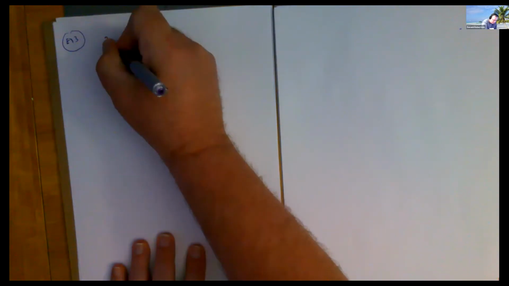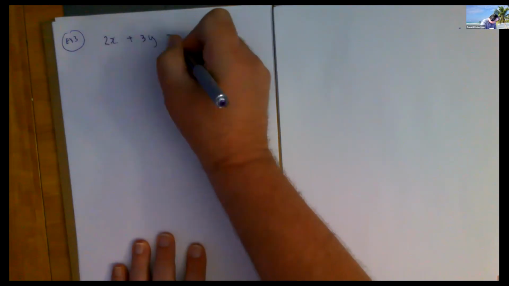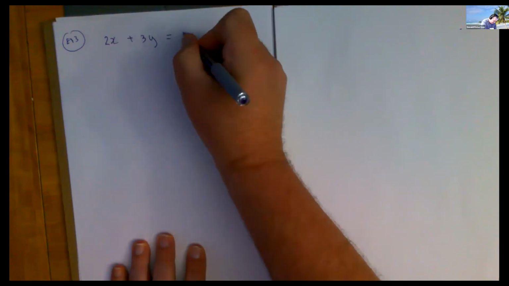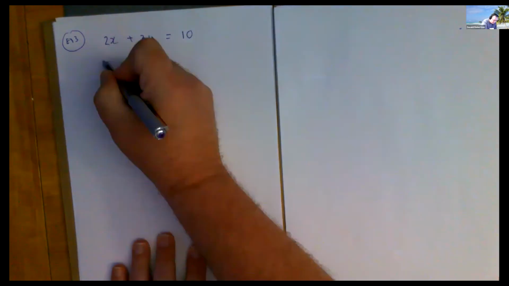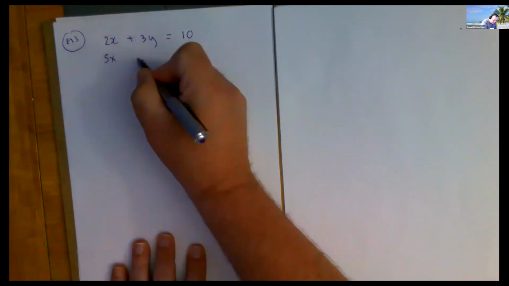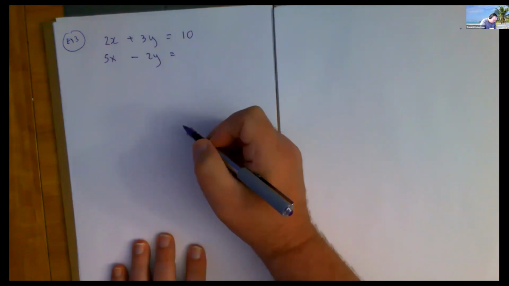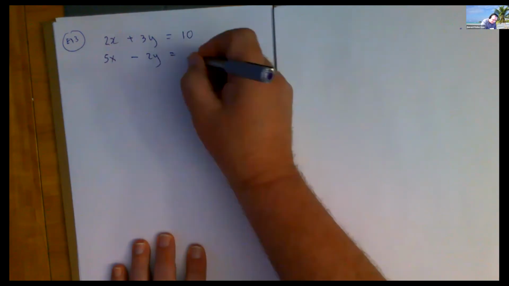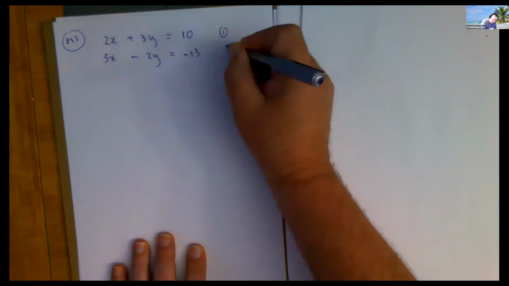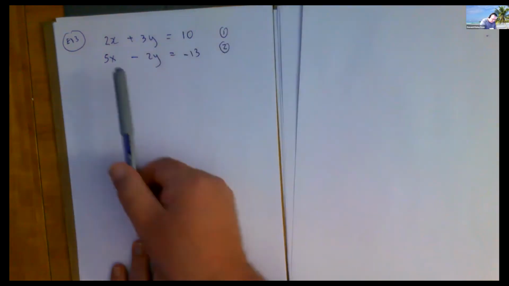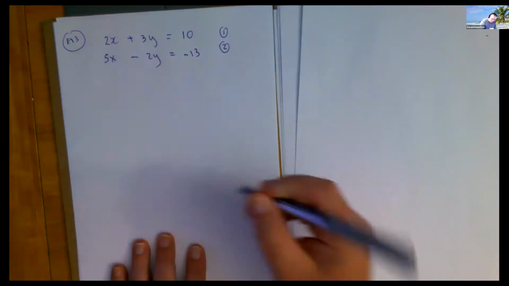I'm actually writing down the solution first, and then I'm going to create the equations that way so I can get nice numbers. Okay, so I'm going to do 2x plus 3y, and I get 10. Now I'm going to do 5x minus 2y, and I get negative 13. Okay, let me just double check that. Negatives. Oh, yep, that's okay.